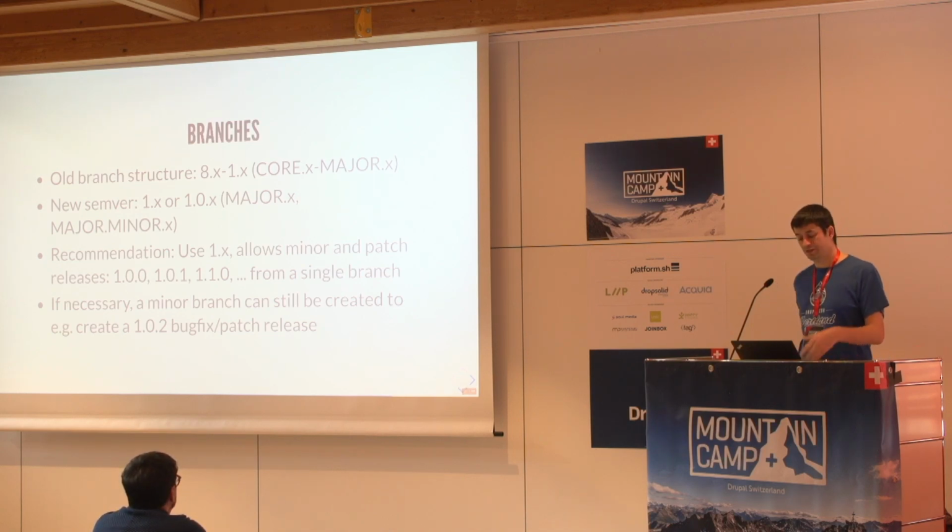If you need to, you can still branch off afterwards. So let's say you release 1.1.0, and then you need to do a security release, or you need to do a bug fix for 1.0 as well. Then you can still branch off and still tag 1.0.2 afterwards.